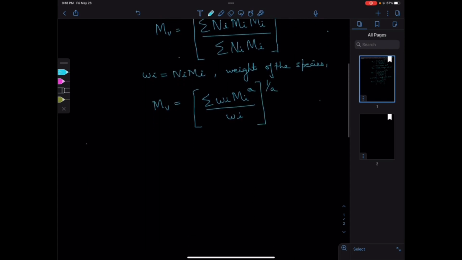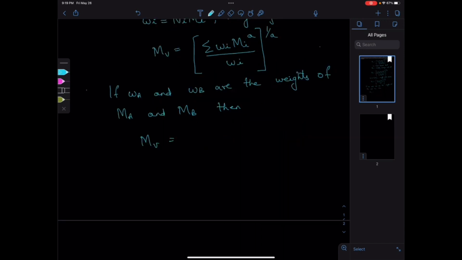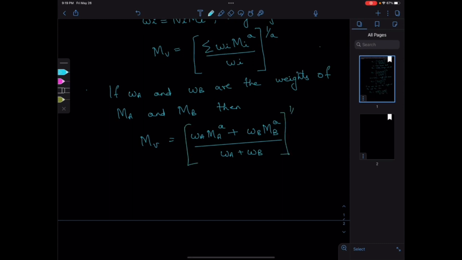Since the polymer blend has molecular weights Ma and Mb, and if Wa and Wb are the weights of polymer Ma and Mb, then the viscosity average molecular weight is Wa Ma to the power a plus Wb Mb to the power a over Wa plus Wb, the whole to the power 1 over a.